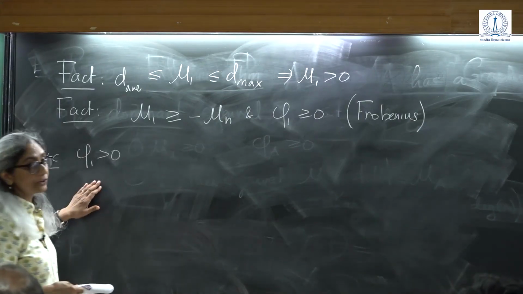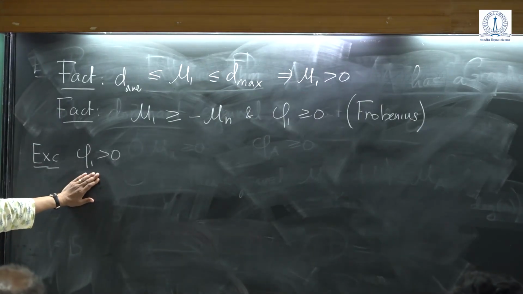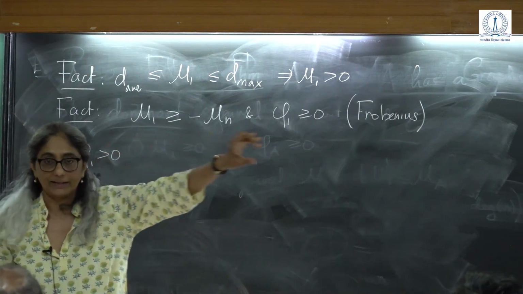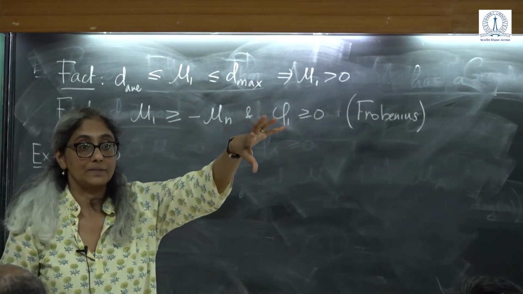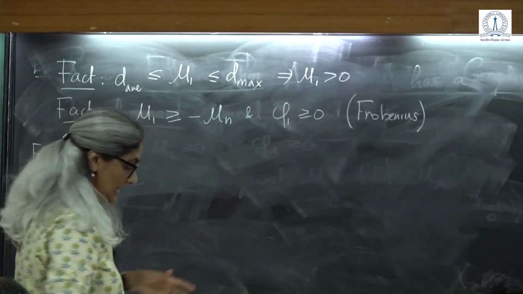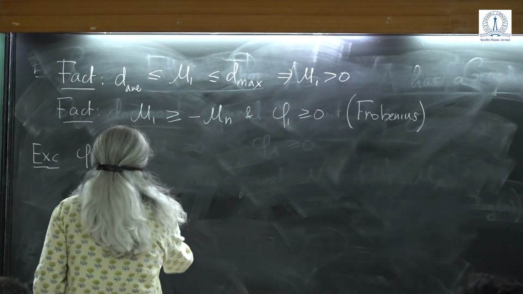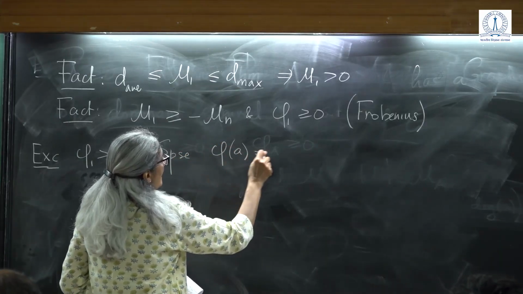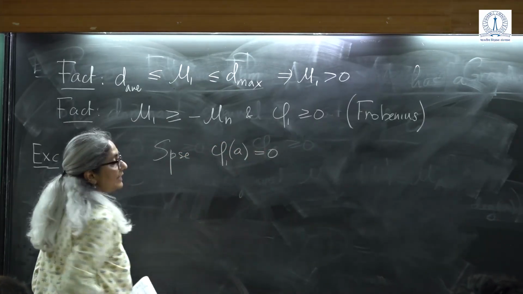So what do we have to show? Frobenius already told us it's non-negative, right? So all I have to argue is that there are no zeros anywhere, right? So suppose there's a zero. Let's do a contradiction proof, okay? Let's suppose that there is some vertex, let's call it A, where the phi1 value is 0.